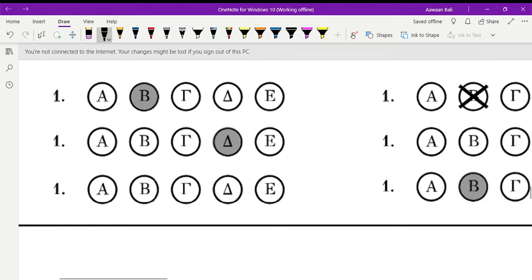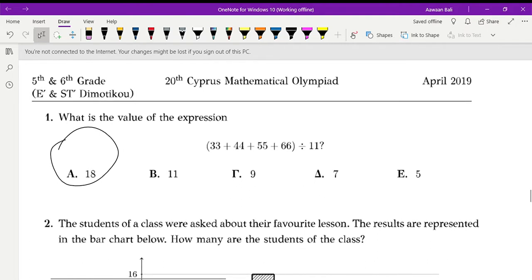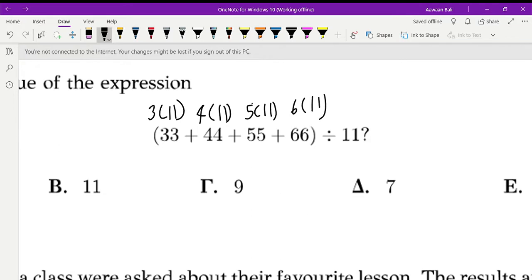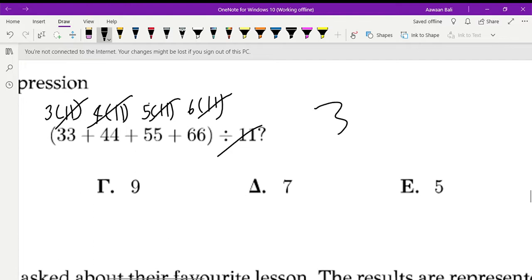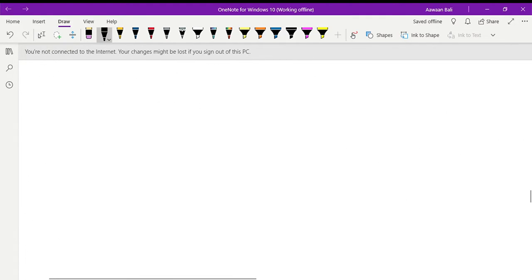There we are. So now we're just going to cover the questions. So first, what is the value of the expression 33 plus 44 plus 55 plus 66 divided by 11? If you look at these numbers, 33 is 3 times 11, 44 is 4 times 11, 55 is 5 times 11, 66 is 6 times 11. And since we're dividing by 11, you can cancel with all of these. So you'll be left with 3 plus 4 plus 5 plus 6, and you get 18. So we can say that alpha here is the answer.